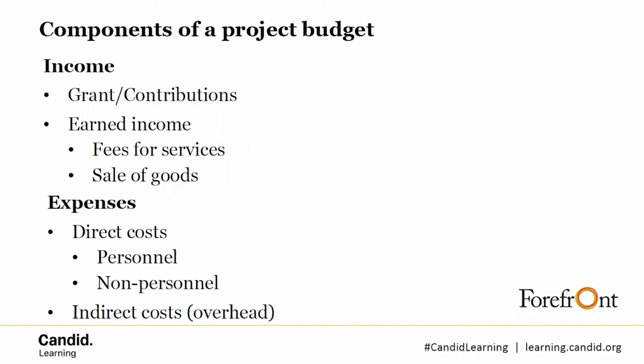The main components of a project budget are what you see on this slide here. You can see we have basically two columns that should hopefully balance out. The income for a project, what supports it, and the expenses, what it is going to cost to run it.